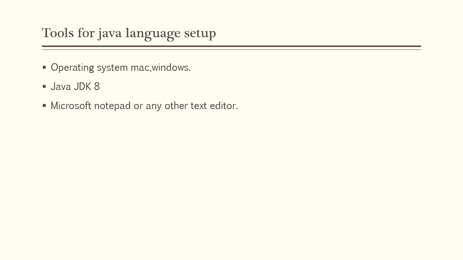Now the third thing here is Microsoft Notepad or any other text editor. Notepad is already installed on your PC. You just have to click on it and start coding there. Or you can also install some other text editors on your PC, like Eclipse, and there are so many others. Just click on that and see it.